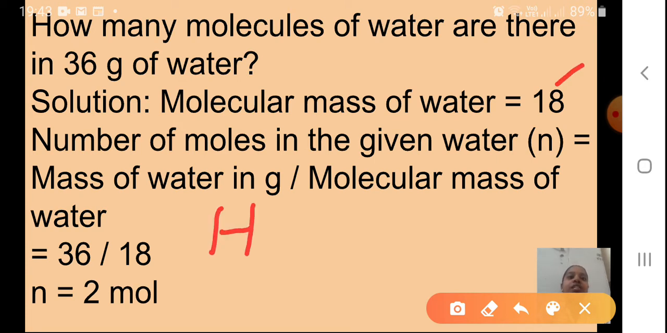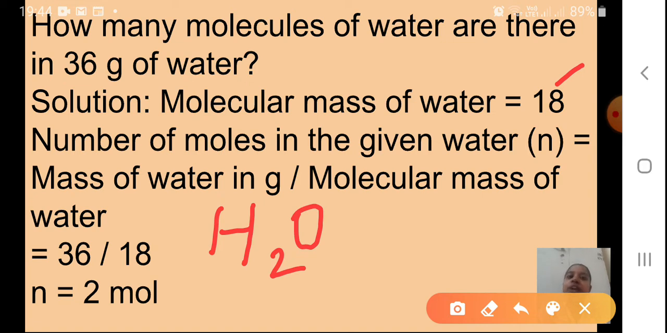You know it is H2O. Now in H2O, the mass of hydrogen is 1 but the atoms are 2, so 2 ones are 2. Oxygen is 16. So 16 plus 2 is 18. So the molecular mass of water is 18. Then the number of moles in the given water, that is the N value we have to find. So what have we done? Mass of water in grams divided by molecular mass of water.